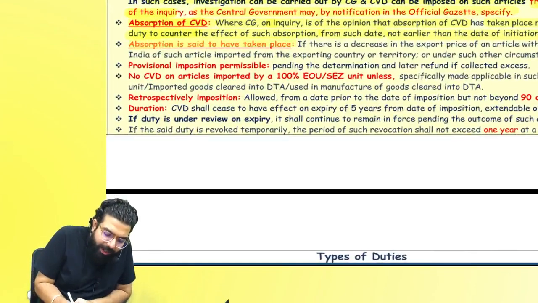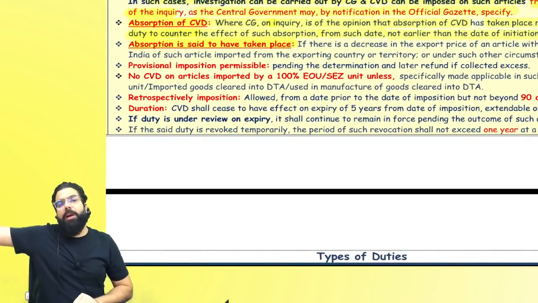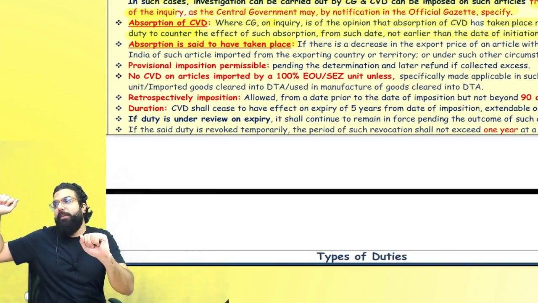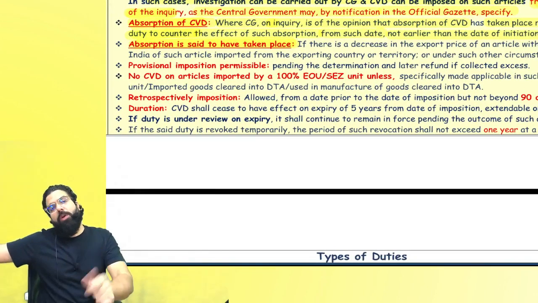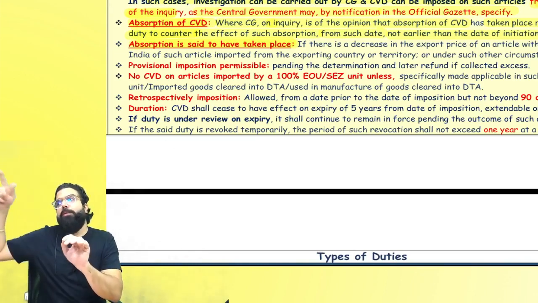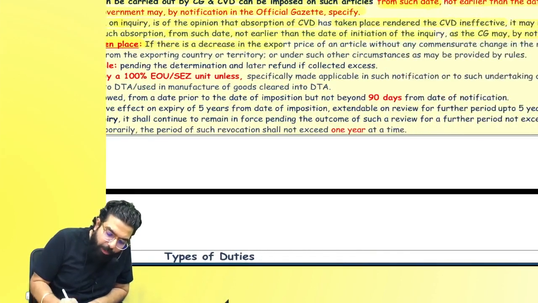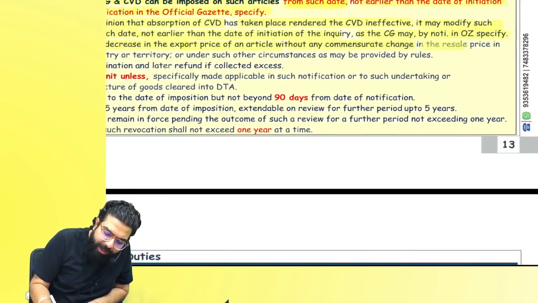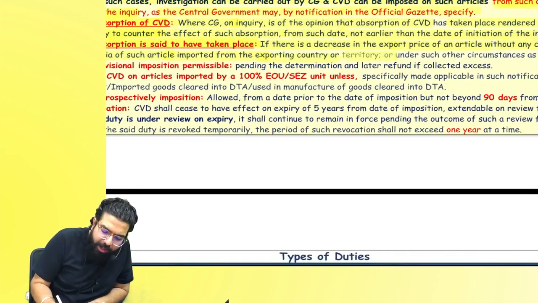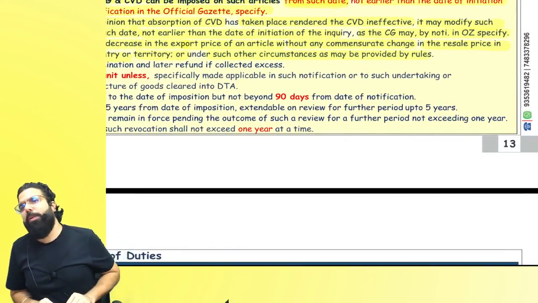Sir, when is it deemed that absorption has taken place? If there is an export price which has come down, India's resale price also should be coming down, but there is no change. Export price has come down, but in India it is still selling at the same price, then it is meant that absorption has taken place. Everyone over here, if there is a decrease in the export price of an article without commensurate change in the resale price in India of such article imported from the export country or territory, or under such other circumstances as provided by the rules.